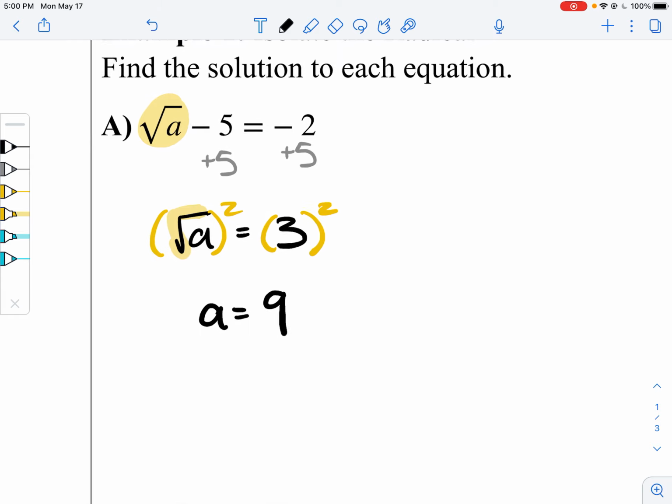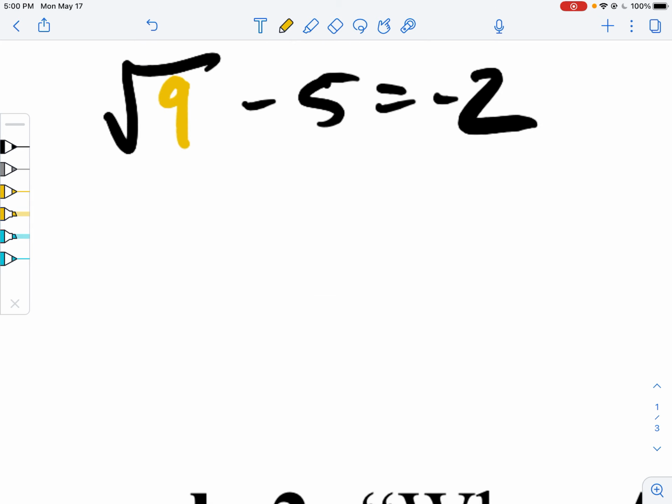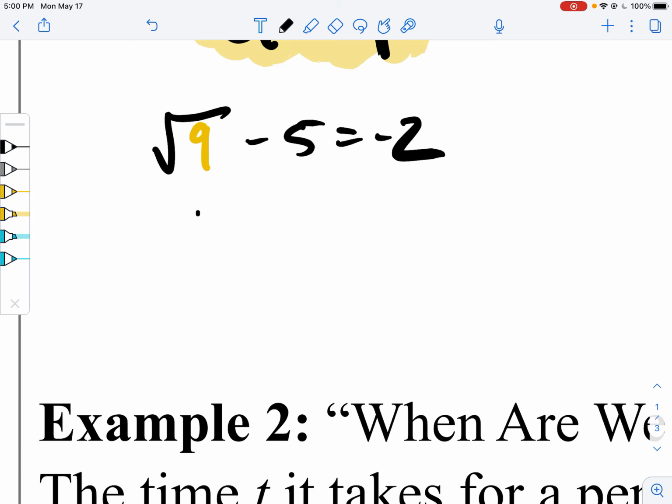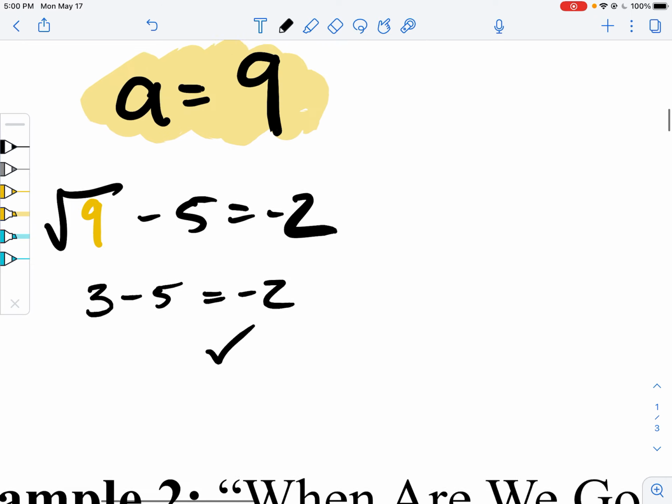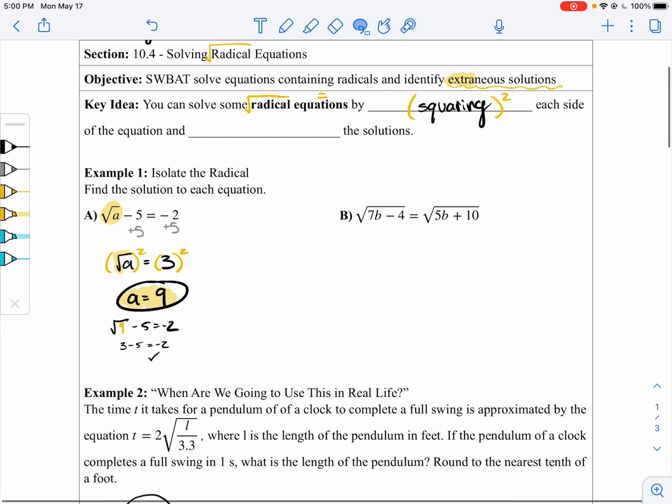Now we need to check to make sure that that's true. We're going to take our a equals 9 and plug it back into the original square root of a minus 5 equals negative 2, but instead of a, we're going to put 9. Is it true that the square root of 9, which is 3, minus 5 equals negative 2? Yeah, that's it. Cool. So a equals 9 totally works. But notice, what did we do at the very end? We checked our work. So you always need to test your solutions. You need to check your solutions to see if they work.